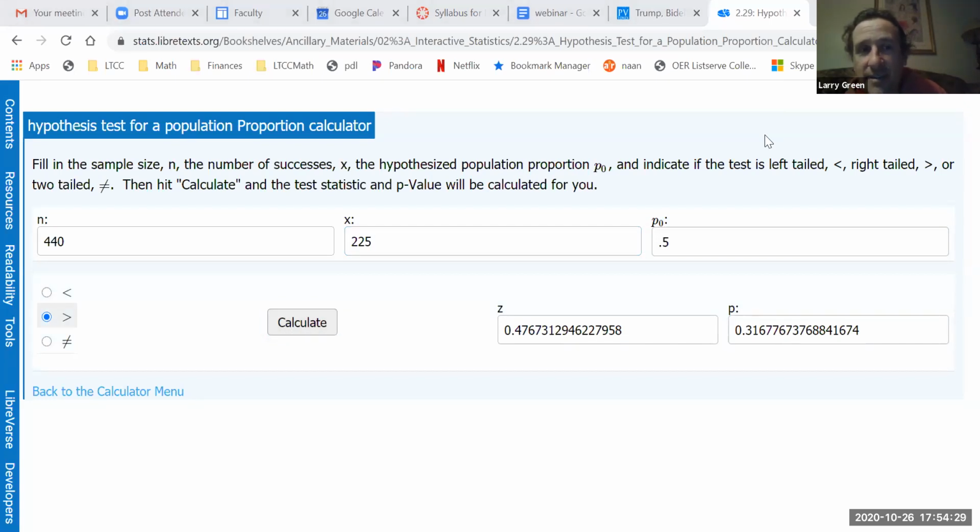So what do you see? Just a note, Z is called the test statistic. I'll often ask you, what is the test statistic? In this case, it's Z, and it's about 0.4767. Then this P is the p-value, which is about 0.317, 0.3168, how about? I'll just go 0.3, good enough for me.